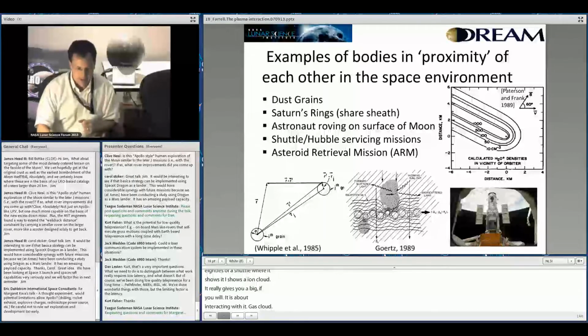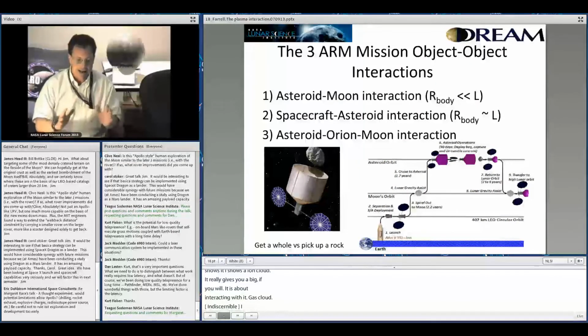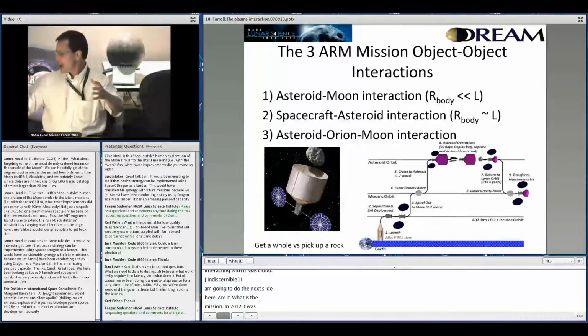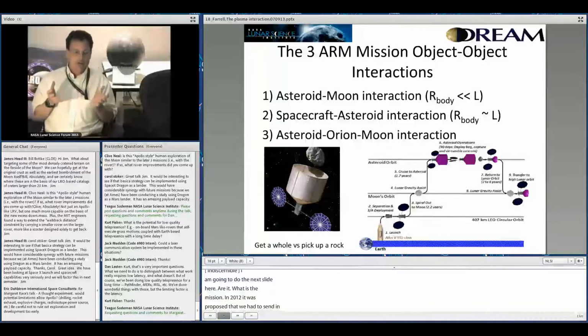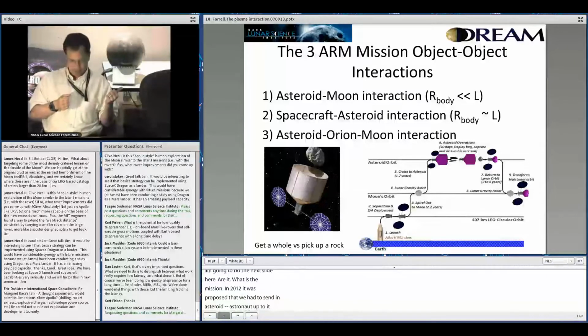So let's see, I'm going to do the next slide here. All right, so what is the ARM mission? Well, in 2012 it was proposed that rather than sending astronauts out to an asteroid, you'll just send out a capture spacecraft, and it'll basically deploy this big bag. They'll capture an asteroid of about 7 meters or so, bag it up, and bring it back into lunar orbit.